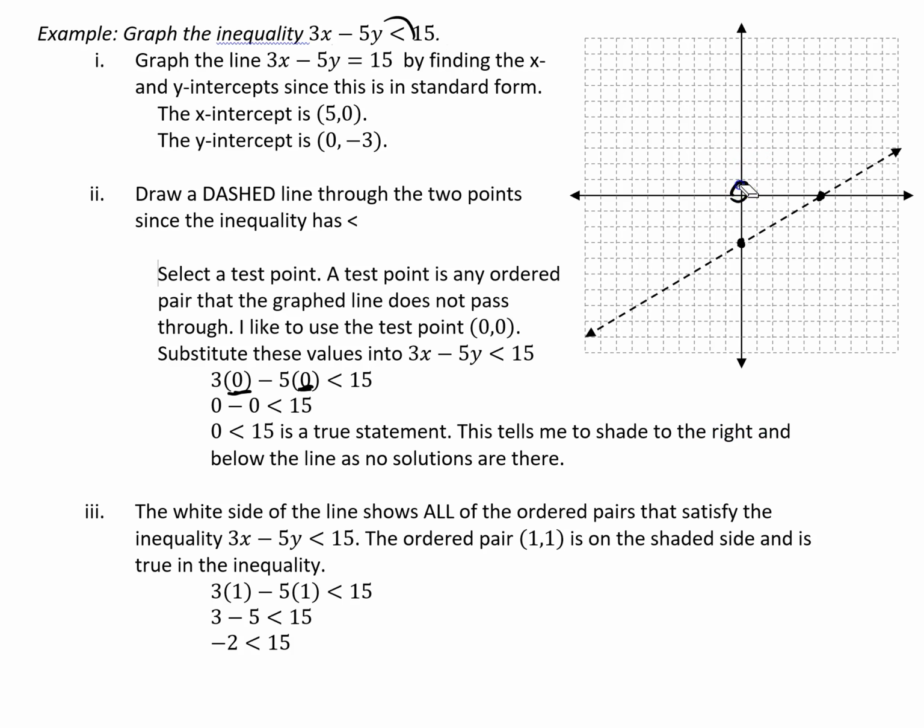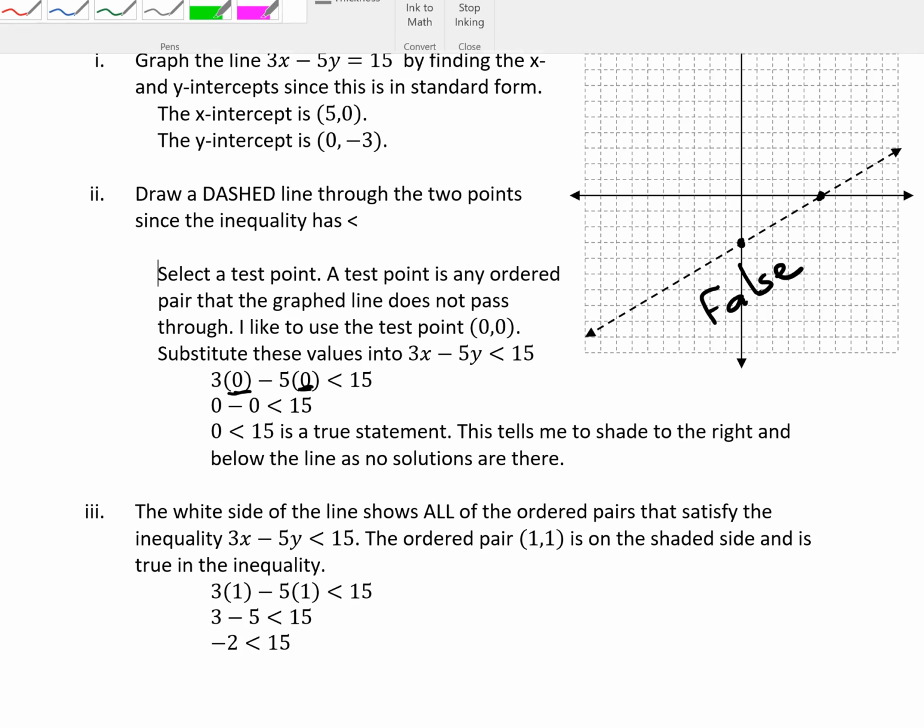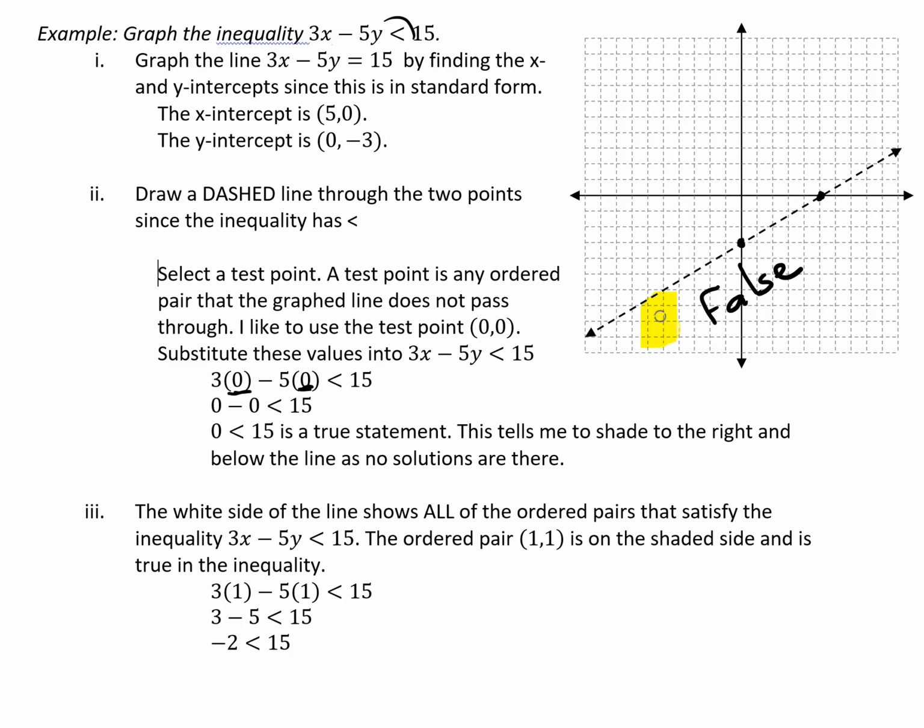This tells me to shade to the right and below the line. That might seem kind of weird, but in this class and in the computer system, the side that is true, where our test point (0, 0) was, we want to keep blank or white. What we do is shade the false area. So all the ordered pairs to the right and below this line are going to give us false statements in the inequality. So I would shade that area.